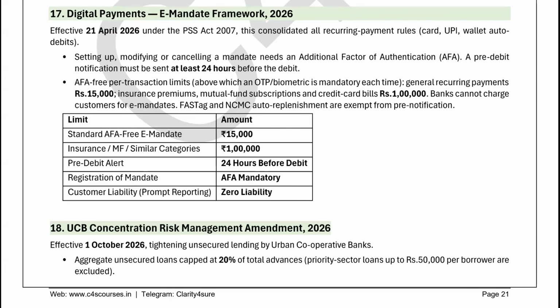Now the 18th news for the April month is the UCB concentration risk management amendment 2026, that is for urban cooperative banks. What is it telling about? Effective from 1st October 2026, it tightens unsecured lending by urban cooperative banks. The aggregate unsecured loans are capped at 20% of total advances. Priority sector loans up to rupees 50,000 per borrower are excluded.